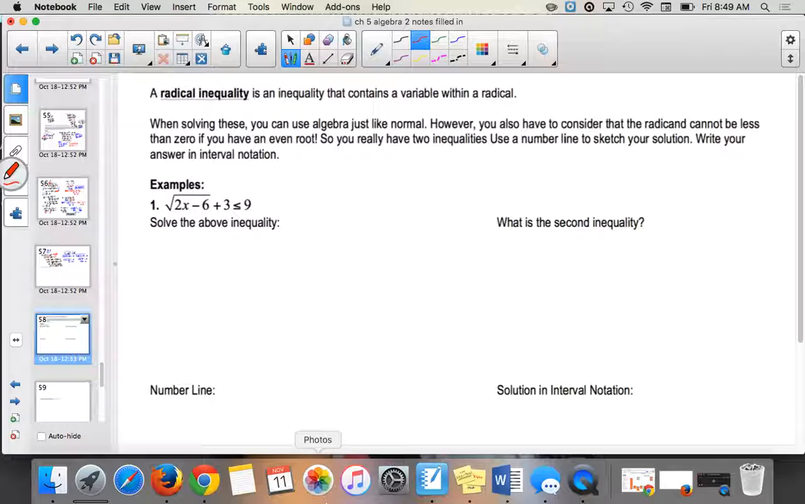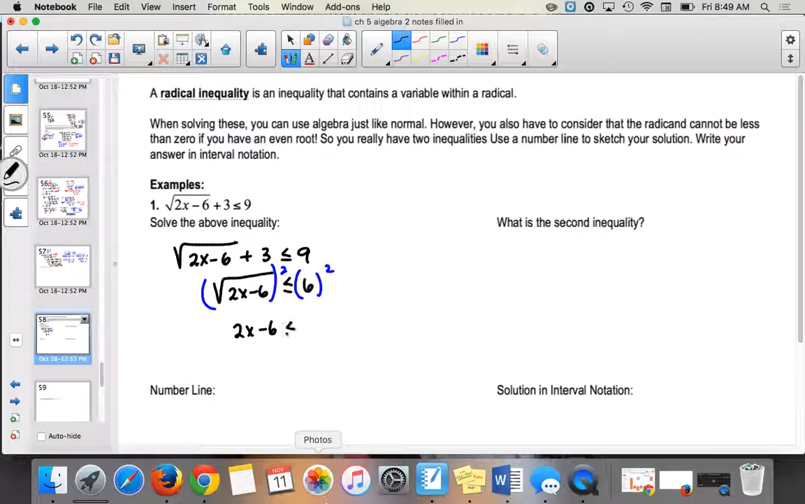So really you end up with 2 inequalities, and then we find where they overlap on the number line. Do you guys remember doing number lines? Like an and statement. Okay. So we're going to solve it just like normal. No big deal. You can keep your less than or equal to in the problem. We subtract the 3 over. We get 6. We square both sides. So we end up with 2x minus 6 is less than or equal to 36. So 2x is less than or equal to, add 6, so 42. So x is less than or equal to 21.